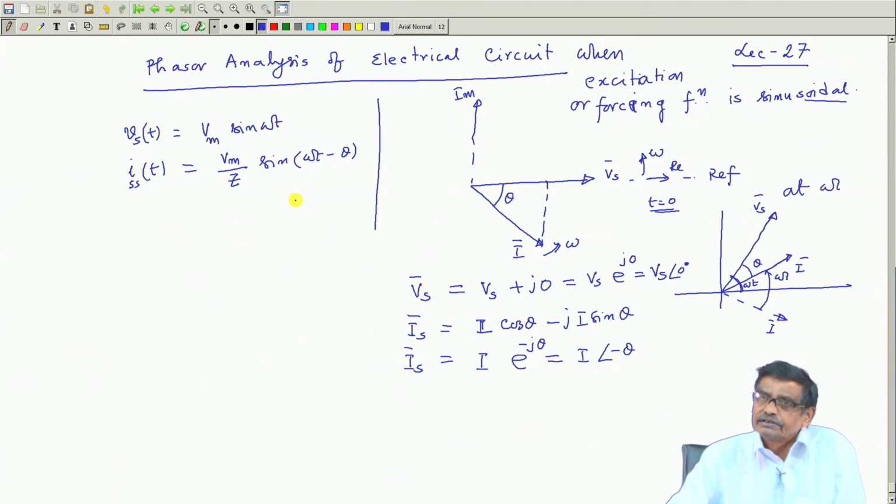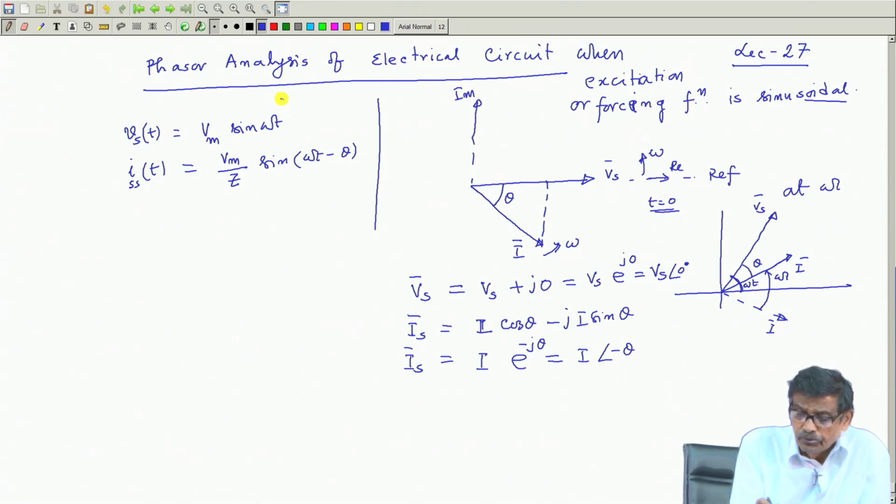But now, I should say Steinmetz for the first time told that to get the solution due to the forcing function, you do not even have to write the differential equation. Do it like this, because excitation is sinusoidal. So, the forcing function solution in the steady state will also be sinusoidal of the same frequency. If that be the case, then you can represent them as phasors in this fashion.